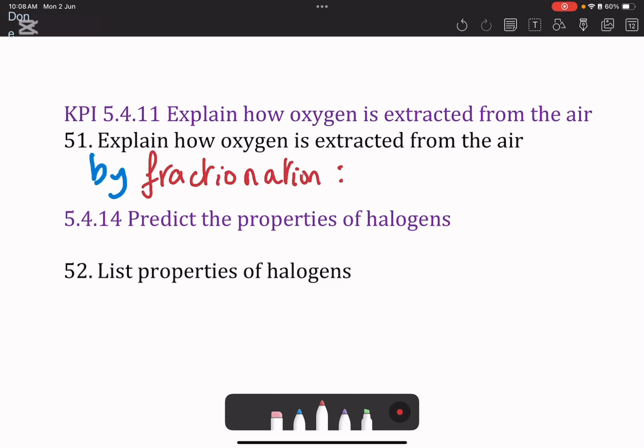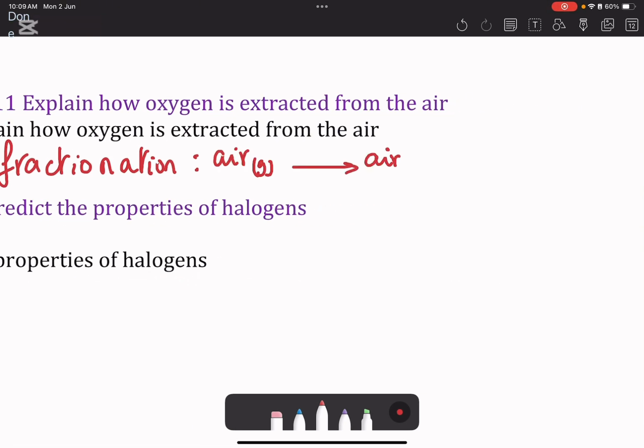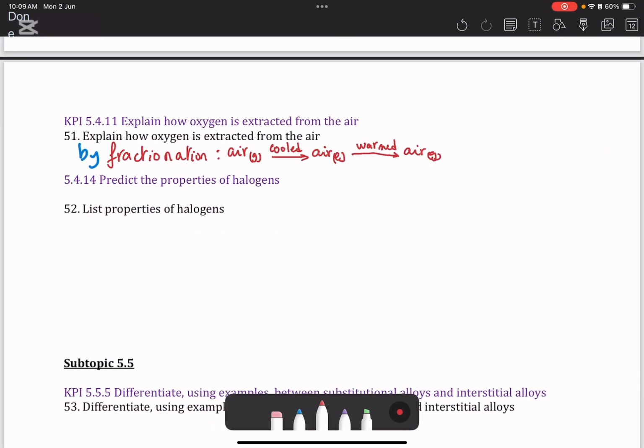So what happens is that the air is liquefied. The air is a gas, so we make it into liquid. It is cooled until it becomes liquid, then it is warmed again to turn back into gas. So cooled and then warmed. At that point, all the other gases will vaporize before the oxygen. So the oxygen is the last one to become gas, and like that we can collect it.